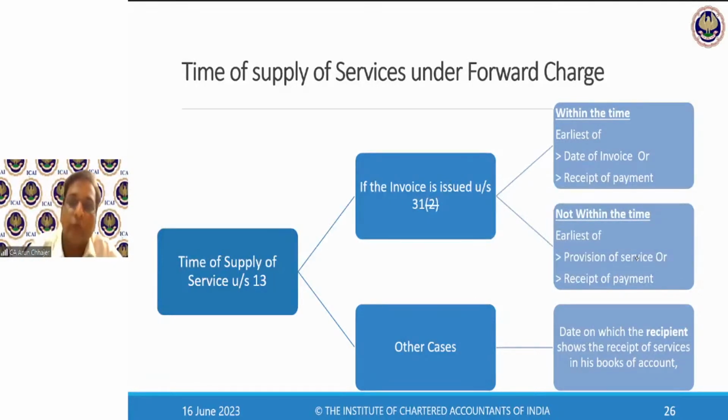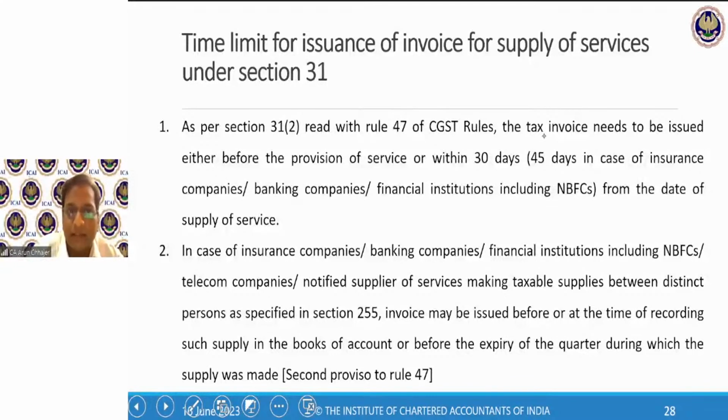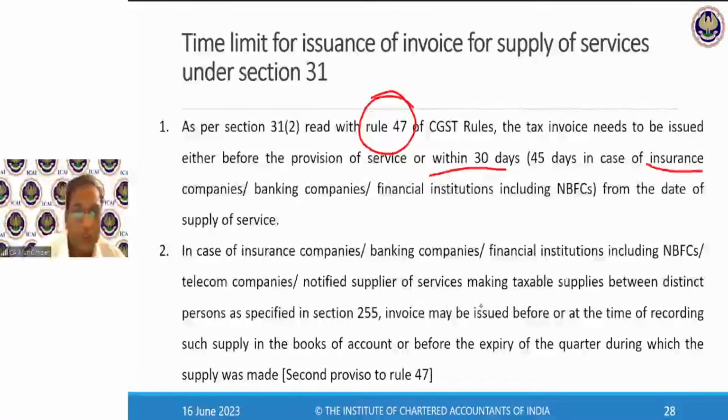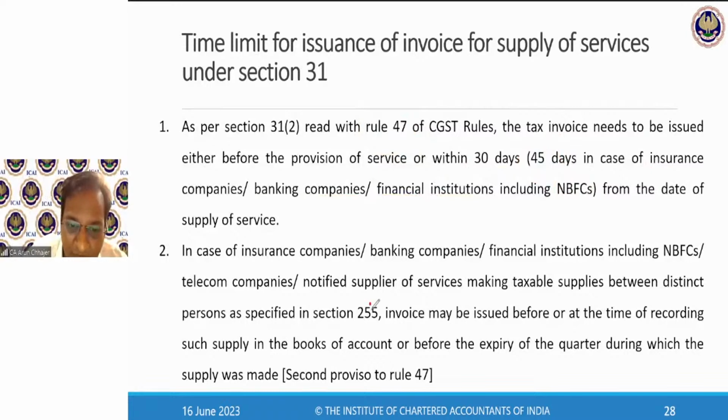हाँ, ठीक है. तो एक बार हम आते हैं, अंडरस्टैंड करने की कोशिश करते हैं. टाइम लिमिट टू इश्यू द टैक्स इनवॉइस क्या है? See, as per section 31 subsection 2, read with rule 47. Normally time limit is 30 days, but in case of insurance, banking and financial institution, the time limit is 45 days. In case of the distinct person, please read 25 subsection 5. So the distinct person का definition is being given in 25 subsection 4 and 25 subsection 5.